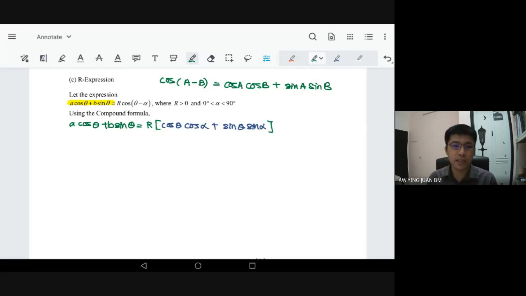So itu situasi dia. Kemudian you boleh compare. Faham tak? Because dia equal. So kalau you compare, you akan nampak satu situasi. Okay, kalau you expand, you akan dapat R cos theta cos alpha plus R sin theta sin alpha. So cos theta, nampak? Cos theta. So kalau you compare, you akan dapat situasi dia. A is equals to R cos alpha. Itu keadaan untuk the first term.